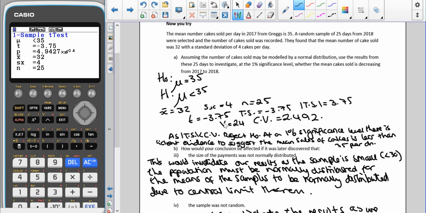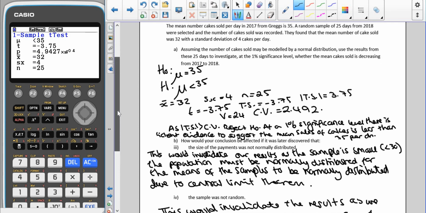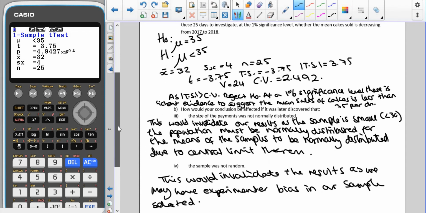So then as the size of the test statistic, sorry, I missed my modulus lines off there, the size of the test statistic is bigger than the critical value. Put my inequality symbol wrong there as well. There we go. Reject H0 at a 1% significance level. There is sufficient evidence to suggest that the mean sales of cakes is less than 35 per day. So then again, we're being asked what would happen if it turned out that the number of cakes sold was not normally distributed.